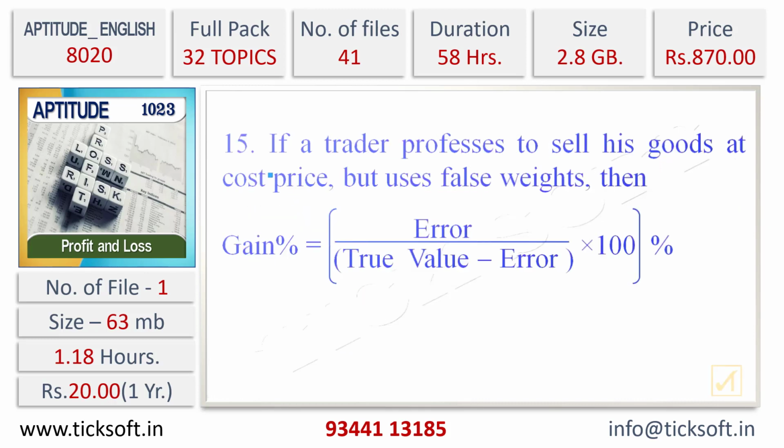And now we have the 15th formula. If a trader professes to sell his goods at cost price but uses false weights, then gain percent is equal to error by true value minus error into 100 percentage. Here listen, the trader professes to sell his goods at cost price but uses false weights. So in these types of cases, gain percent will be equal to the error divided by true value minus error into 100%. So these are the important formulas of this topic, profit and loss.